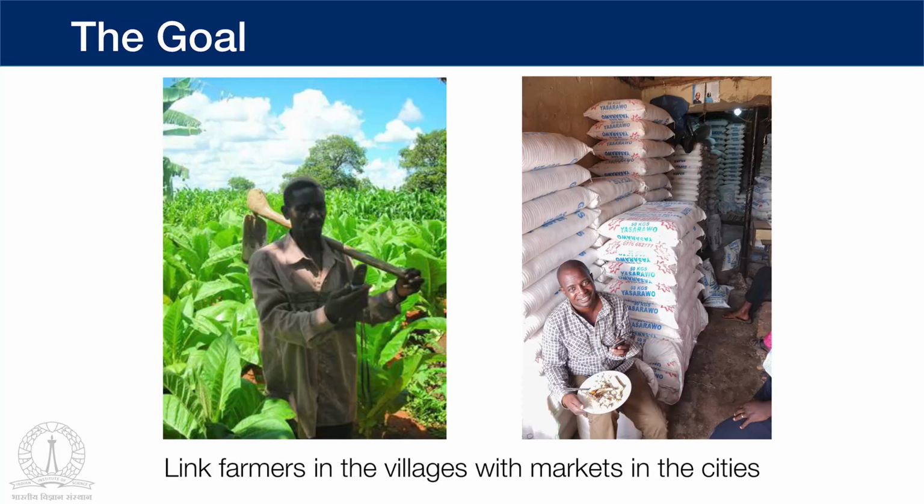And so our goal was to link farmers in the villages with the markets in the cities. The markets in the cities typically had pretty sophisticated traders who really knew what they were doing and were operating at scale. And the farmers in the rural areas typically had no electricity. They were mostly illiterate. They were trading pretty rarely, but they still had cell phone service.